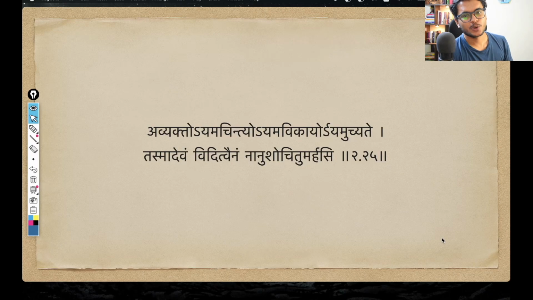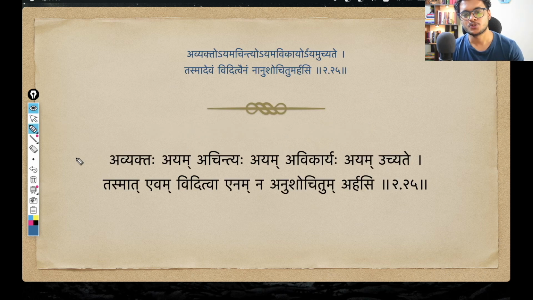Okay, so this is the shloka that we have today. Let me go through the shloka once. Avyakto yamachintyo yamavikaryo yamuchyate tasmadevam viditvainam nanushochitum arhasi. Okay, so this is the shloka and this here is the Sandhi Vichcheda version of the shloka. So these are all these different words. Avyaktaha, ayam, then achintyaha ayam, then avikaryah ayam, and then uchyate.